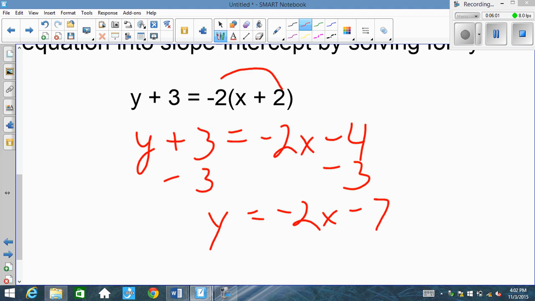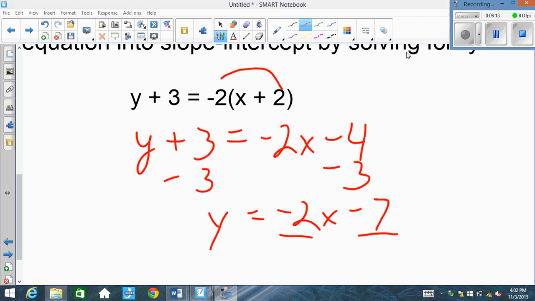So now we have it in the slope-intercept form where the negative 2 is the slope and the negative 7 is my intercept. Again, this would be a decreasing line with an intercept of negative 7 at the y-axis. We use this form to help us graph it quicker. So remember, we have a quick way of graphing when it's in the slope-intercept form.